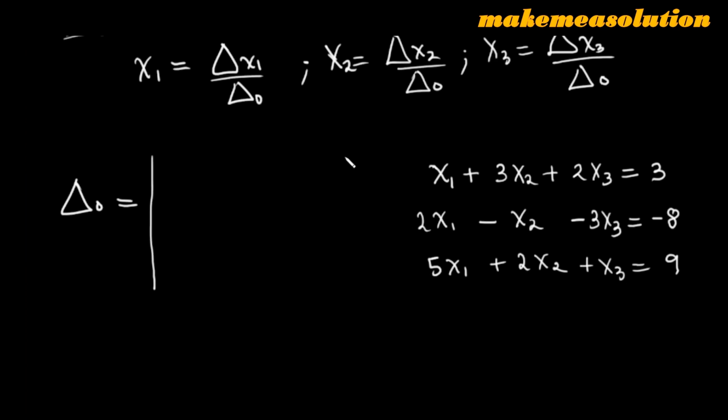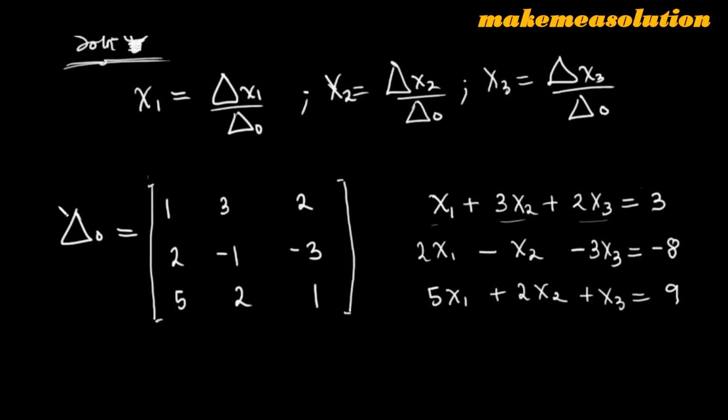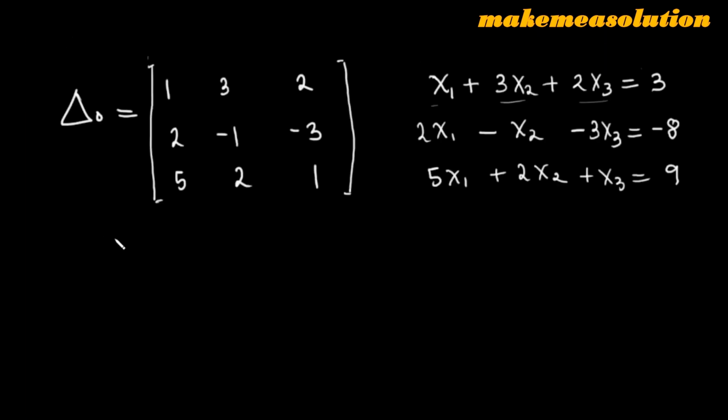So to build our 3 by 3 determinant matrix, you can see I've changed the brackets to straight lines. So the coefficients of the variables, I'm not talking about my constants, I'm just looking at the variables. So I have 1, 3, 2, then 2, minus 1, minus 3, then 5, 2, and 1. Is that okay? So this is the matrix that comprises the coefficients of the variables in question, and that will give me delta naught. So let's quickly evaluate delta naught.